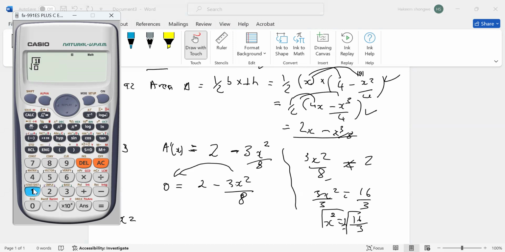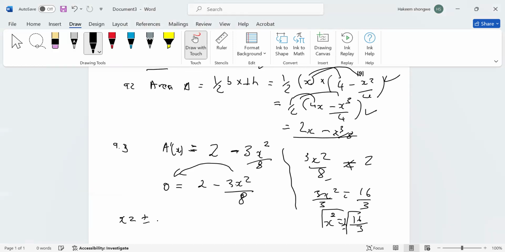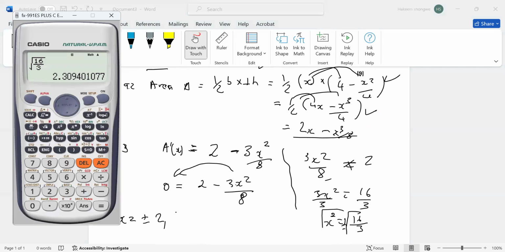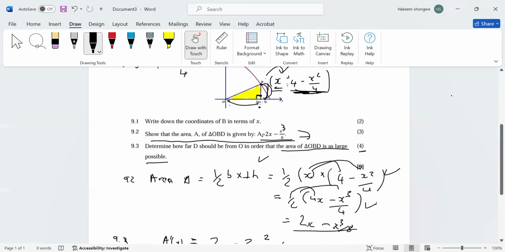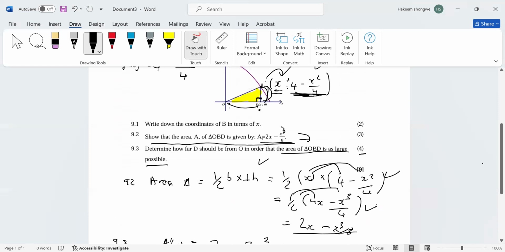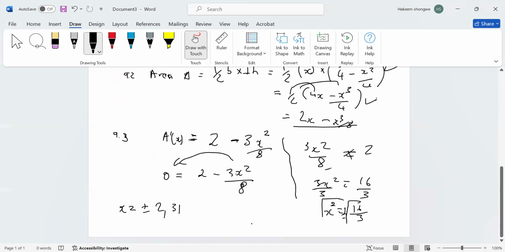root of 16 over 3, which gives us plus or minus 2.31. Which one do we take? They already gave us a condition, so we take the positive one. So x is going to be equal to 2.31.